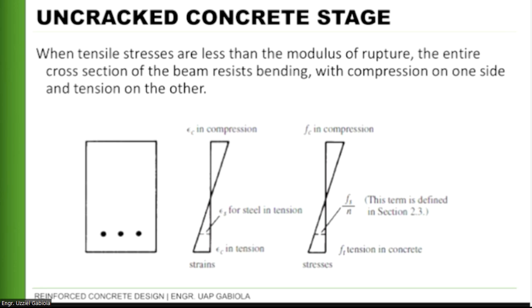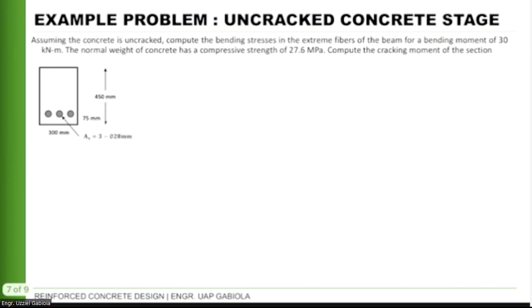To demonstrate this further, we will solve two example problems to better appreciate what is happening in the uncracked stage of concrete. We have the first one. Assuming that the concrete is uncracked, although it's already stated that it's uncracked, we will still verify it later. Compute for the bending stresses in the extreme fibers of the beam for a bending moment of 30 kilonewton meter. The normal weight concrete has a compressive strength of 27.6 megapascal. Compute for the cracking moment of the section.